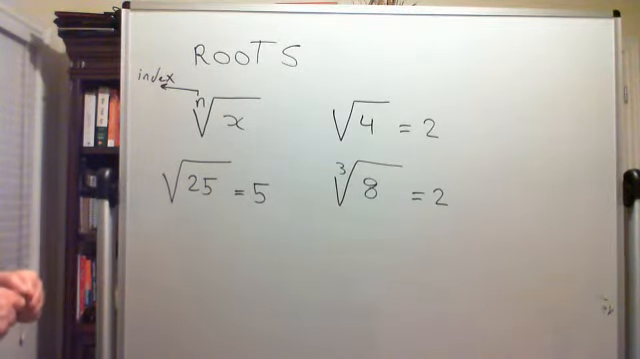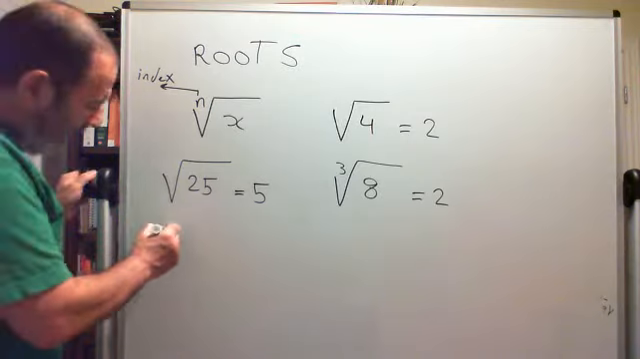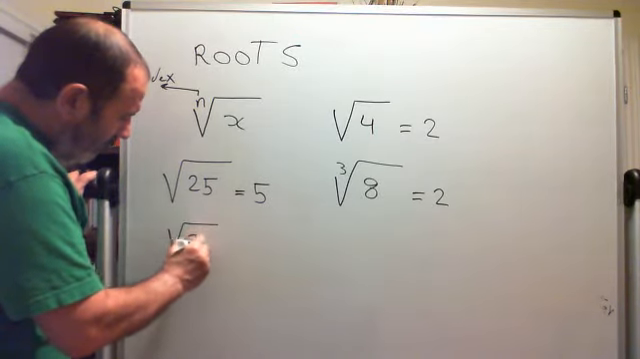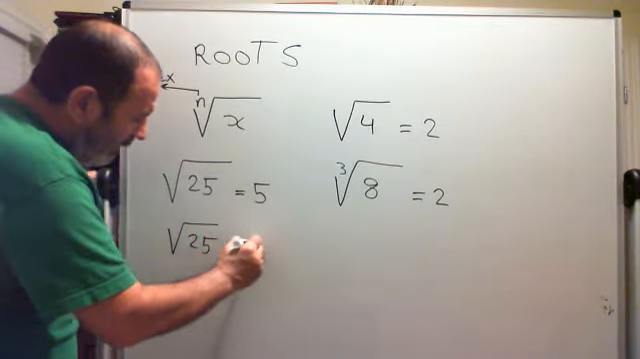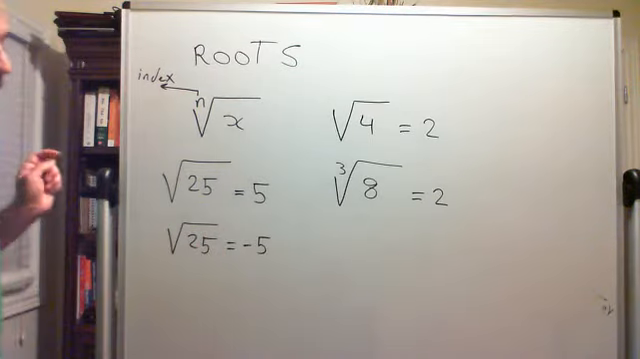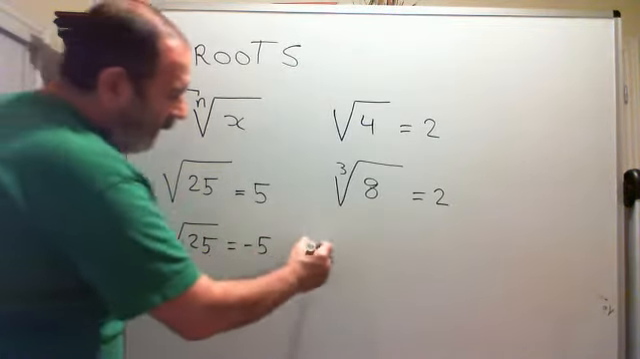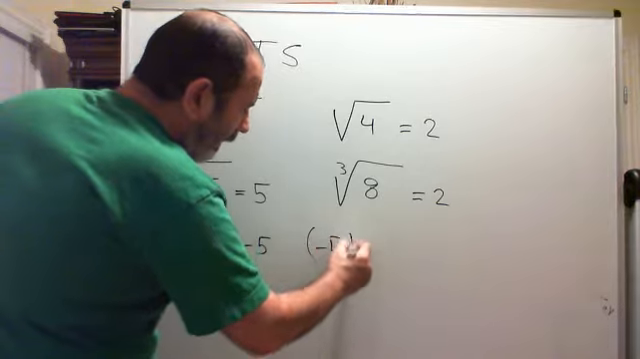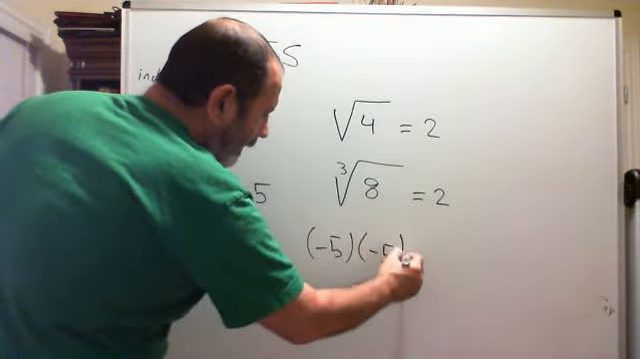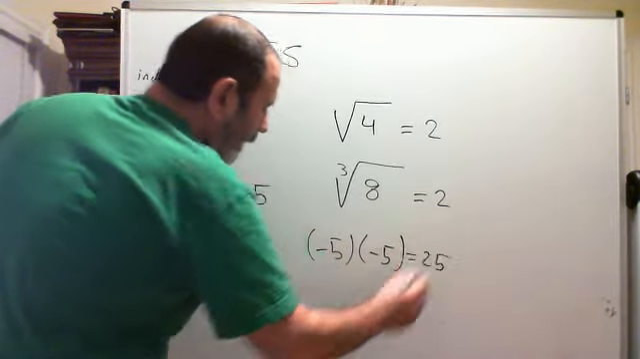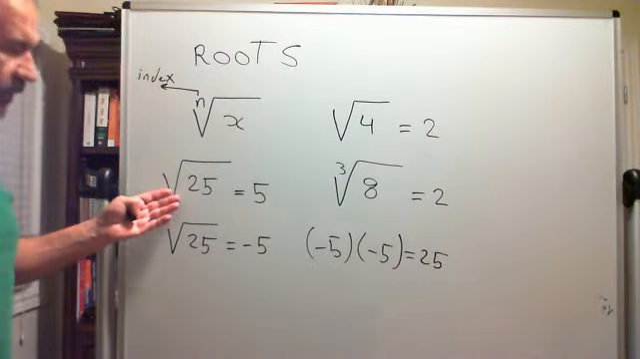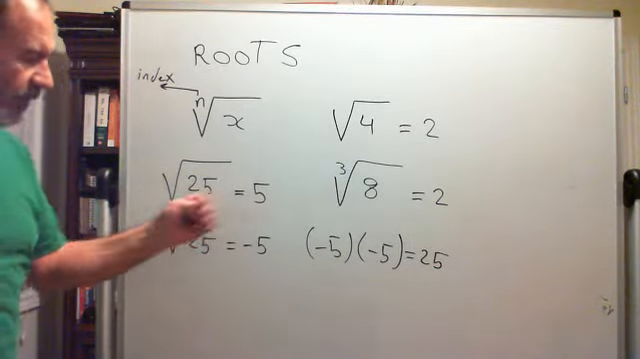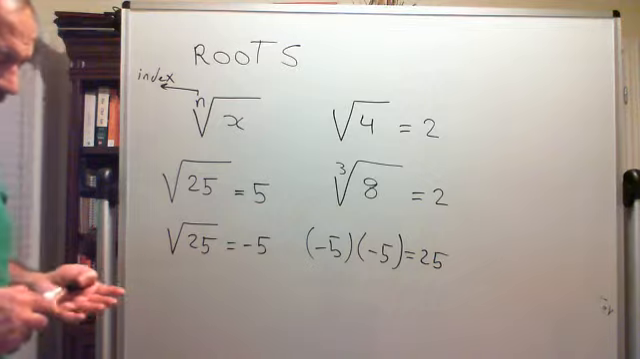Now, I can say the square root of 25 is negative 5 as well. Why? Because negative 5 multiplied by negative 5 is 25. So for the square root of 25, we have two answers: positive 5 or negative 5.